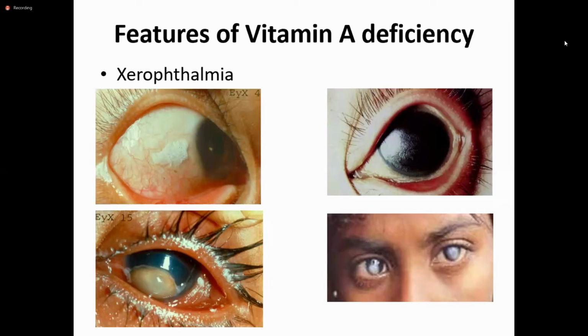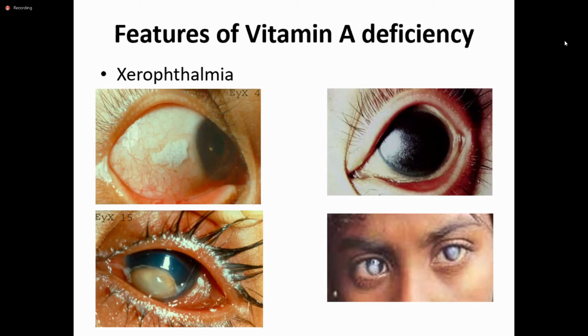And in severe cases, you may get keratomalacia, dryness of the whole cornea. There may be ulceration, and ultimately it can lead to scarring. And if the scar is in the central part of the cornea, it can lead to blindness. Just see the severity of disease. Vitamin deficiency leading to permanent blindness, which is very unfortunate.